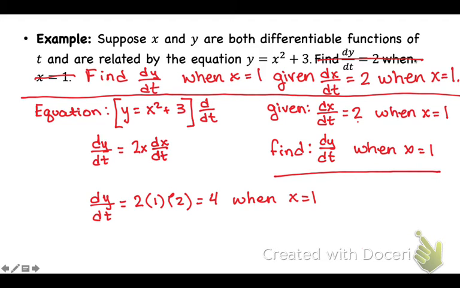What was our 1 and 2? We're plugging into this equation right here. Where do we get the numbers from? Your given. Your given says dx dt equals 2 when x is 1. So in 2x, what's x? 1. And what is dx dt? 2. We got those from your given information.